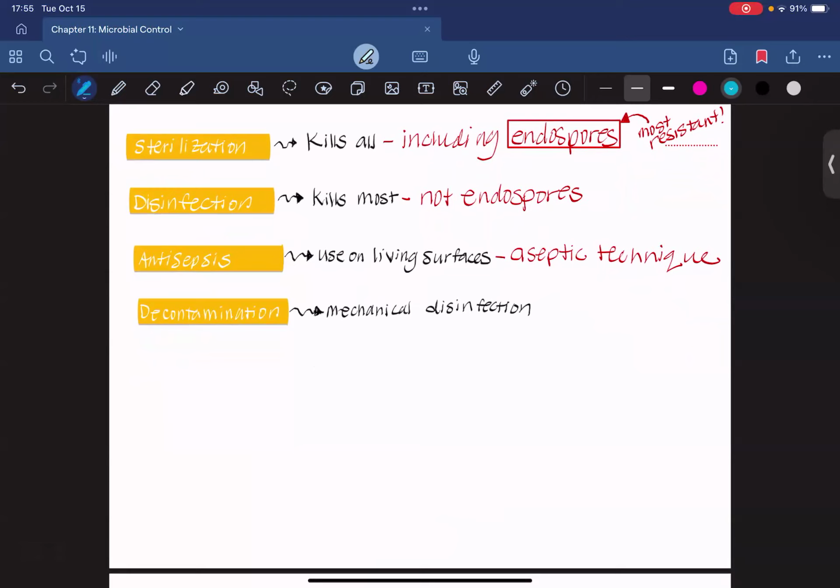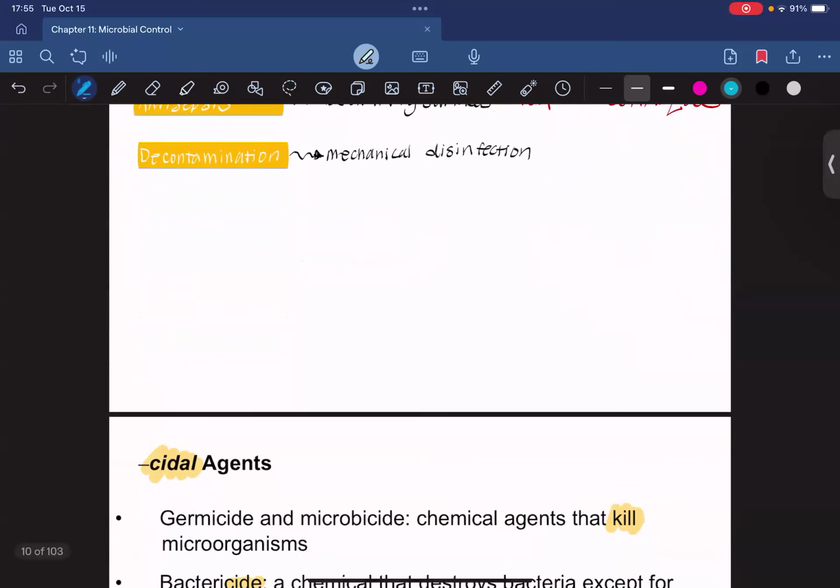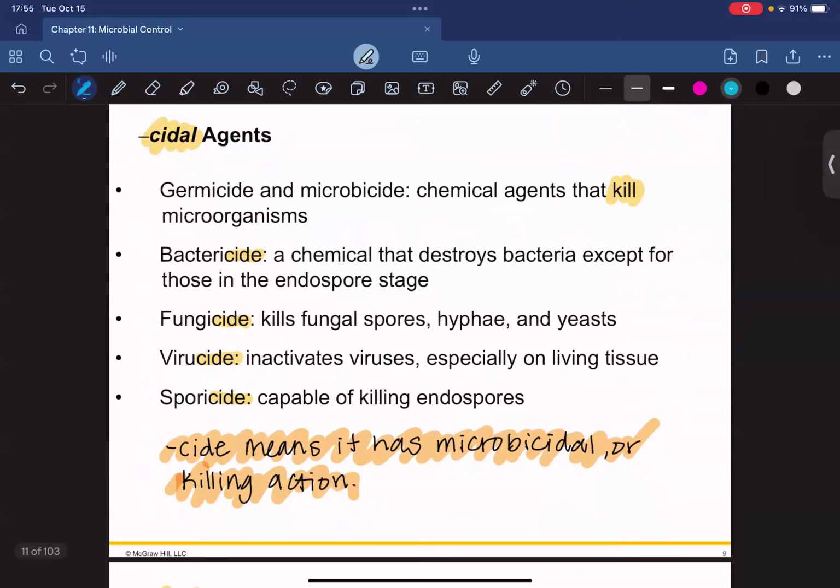If it's disinfection, we added on not endospores, not killing those. And then antisepsis refers to even including the aseptic technique, and antiseptics fall into that. Decontamination, we haven't really talked much about it yet, but it's just going to be, again, mechanical removal. We remember these terms, cytal and static, right? Cytal is going to kill, static inhibits, but doesn't kill. So we already know these ones.